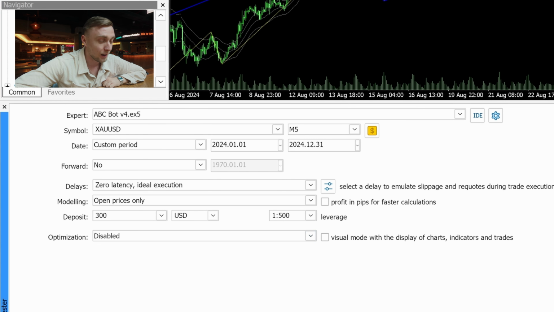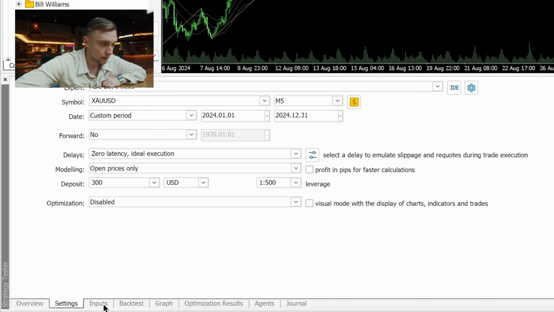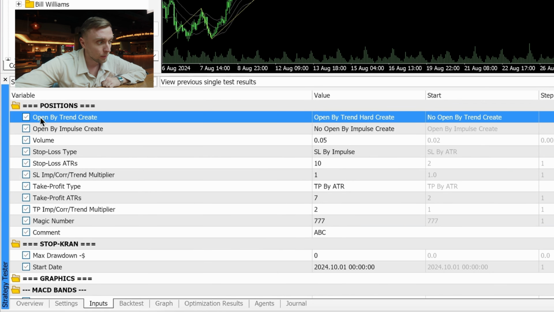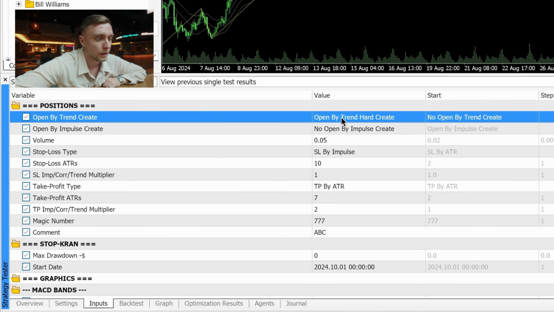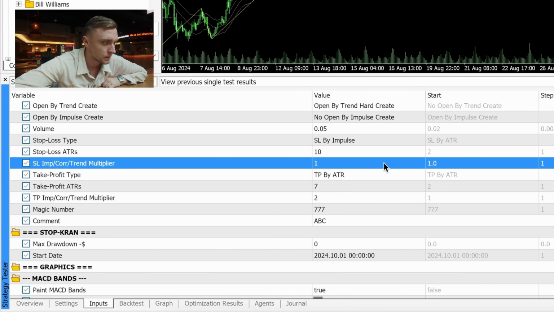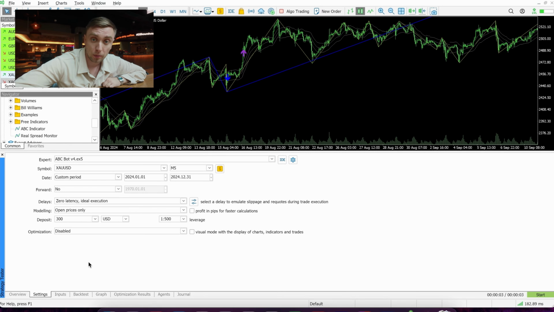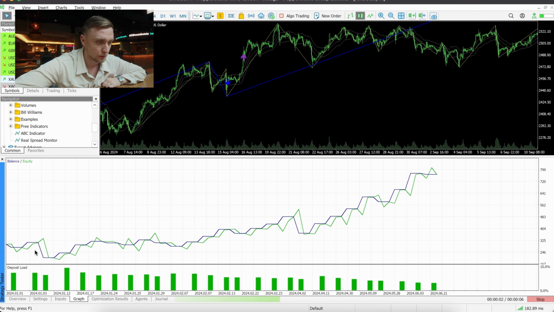So let me show you how to find this hard changing trend in the inputs. We're going to the inputs, to the settings. You see, we had open by trend create, as we spoke last time about impulse following the trend. We'll choose now open by trend hard create. Everything else I will leave as it is. Of course, after optimization you may find better settings, because I didn't do a lot of things. Most probably there will not be so many trading deals, but I'm telling you from the beginning that it will be profitable. So I'm choosing M5 gold from the beginning of 2024 until, for example, today, and let us see what kind of results it will show us.